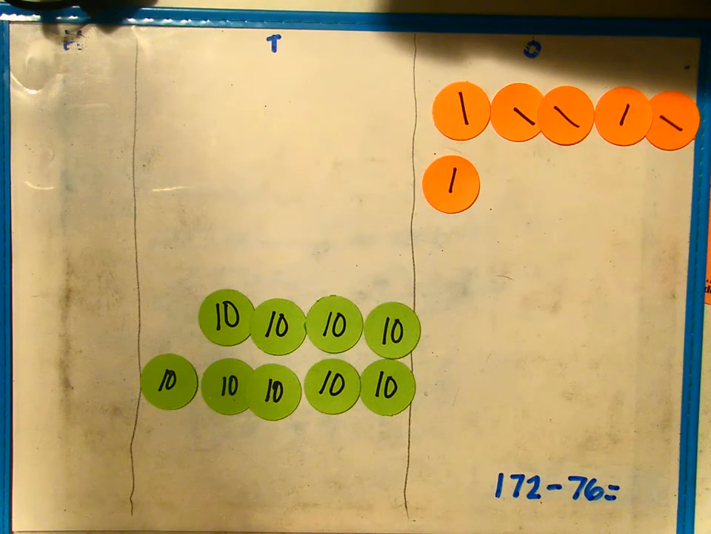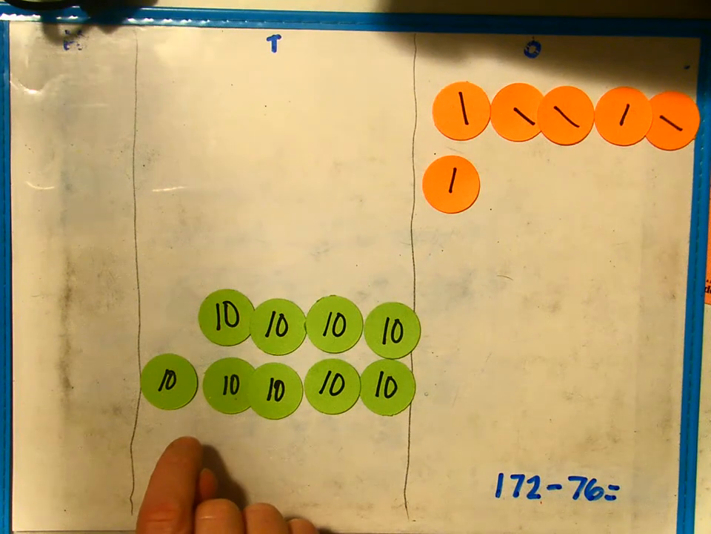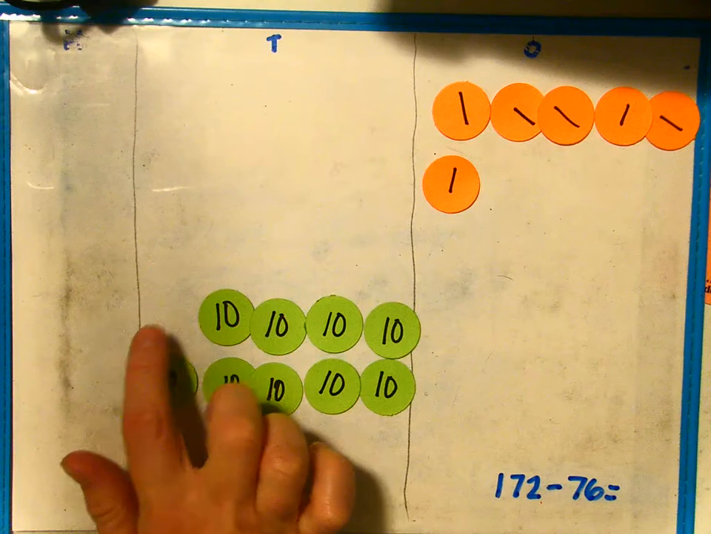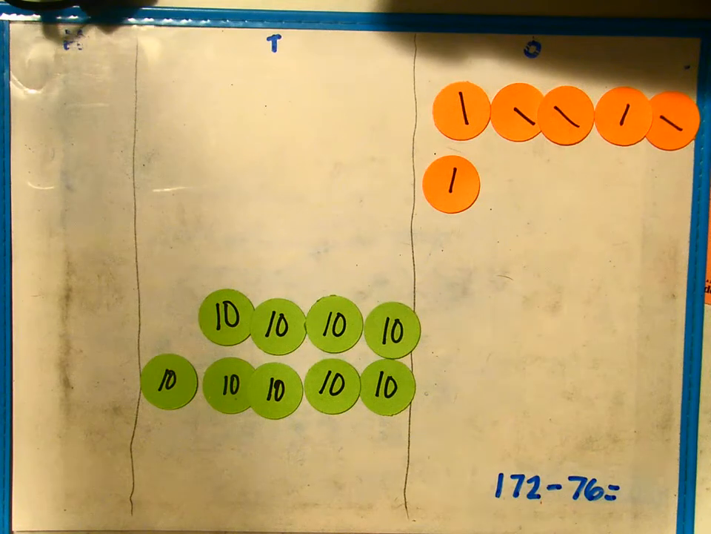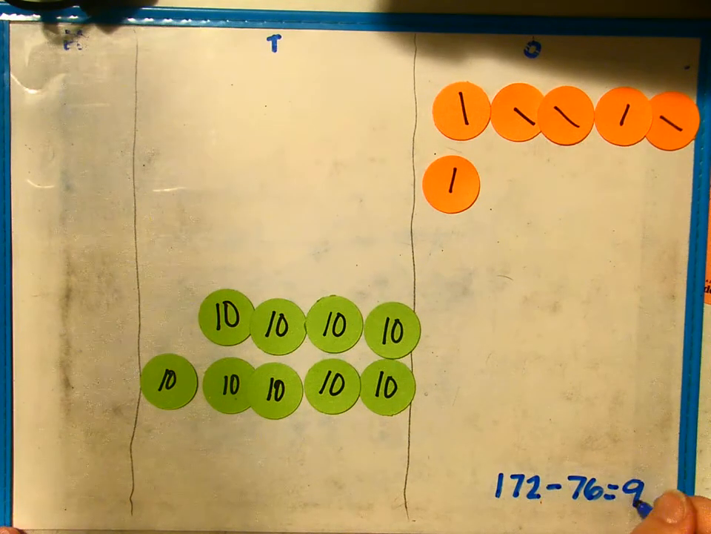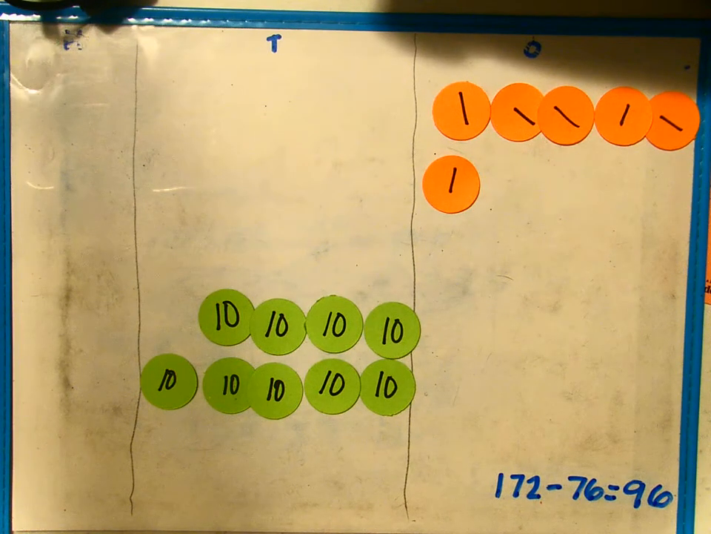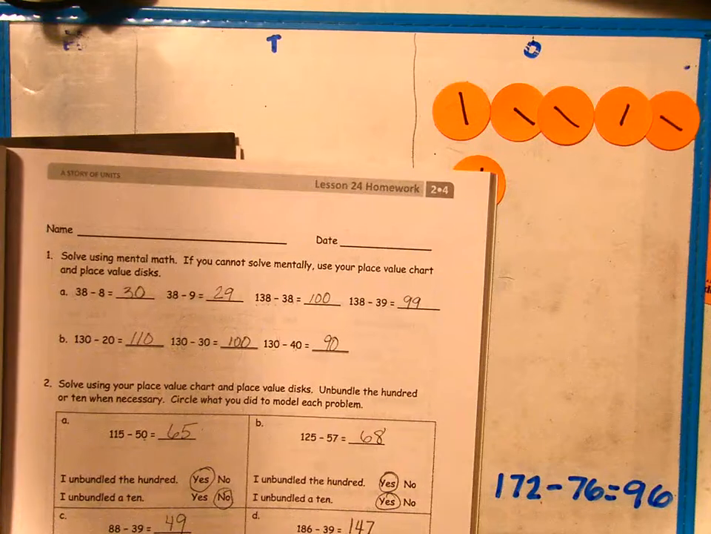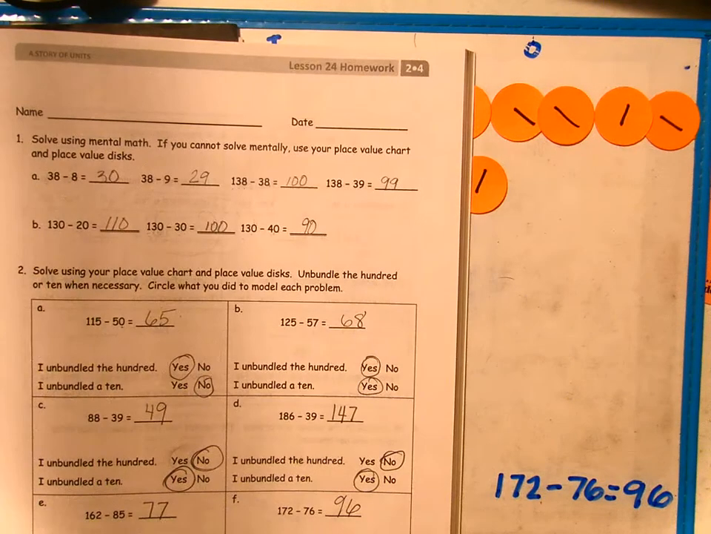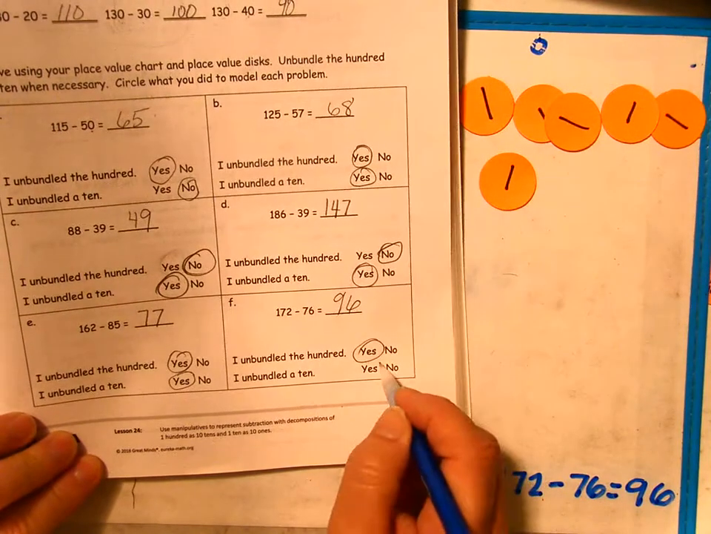How much do we have left? We have 5 and 4 tens, which is, 1 more would make 100. We have 90. 5 and 1 is 6. 172 minus 76 is 96. Did we unbundle 100? Yes, we did. Oops, sorry, you can't see that. We unbundled 100 and a 10.